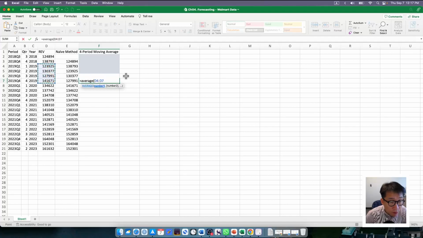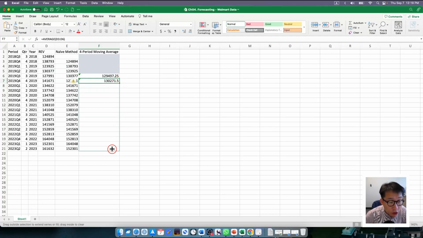So you can pause for a second to see whether I did it correctly or not. Okay, so this is actually incorrect. The first one is correct. This one is incorrect because I have included the period that's being predicted. So you cannot do that. You have to only include the 4 periods prior to the month or quarter you're trying to predict. Okay, so with that, I think we can finish it.